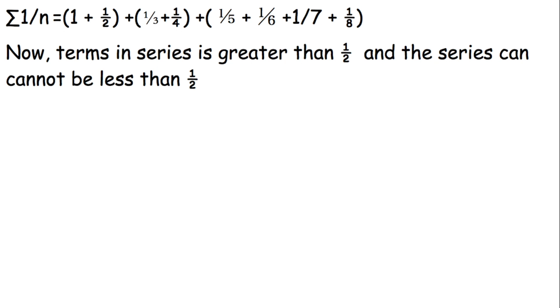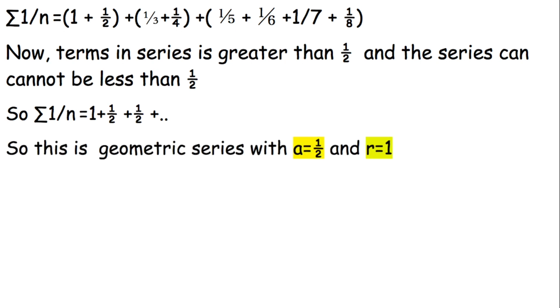So we know that the terms are greater than 1 by 2, and the series cannot be less than 1 by 2, because if we add 1 by 2 as many times as we have, we must get infinite terms, so we will get an infinite sum. This is the definition of a divergent series, as we have already discussed in our previous lectures about divergence of series.